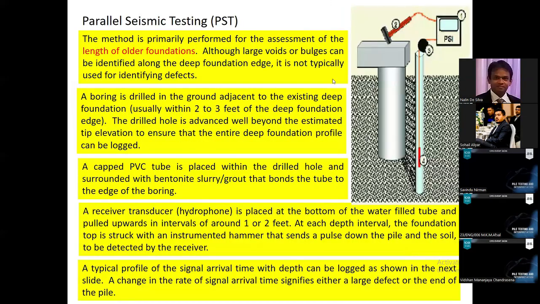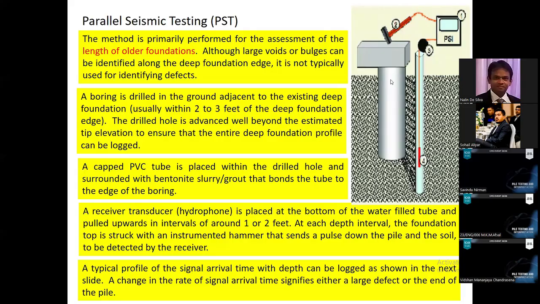Then parallel seismic testing. This parallel seismic testing is not used generally for identifying the defects. We can identify the defects, of course, but this is generally used to get an idea about the length of an old pile foundation. So let's say you have an old building which is constructed on a pile foundation, but you have no record of the length of the pile, diameters, and so on. So we have no record.